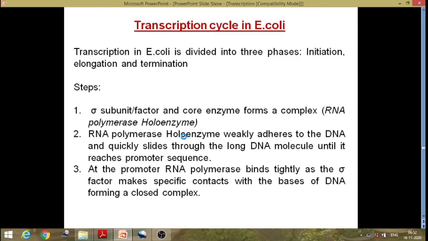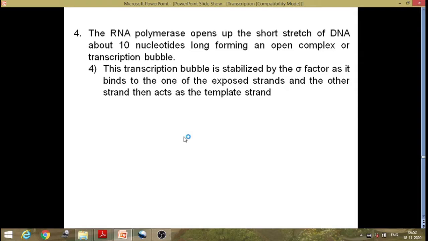In the fourth step, RNA polymerase opens up a short stretch of DNA about 10 nucleotides long, forming an open complex or transcription bubble. So, in the fourth step, there is formation of the transcription bubble where the short stretch of DNA opens up, so that the transcription process can be initiated.